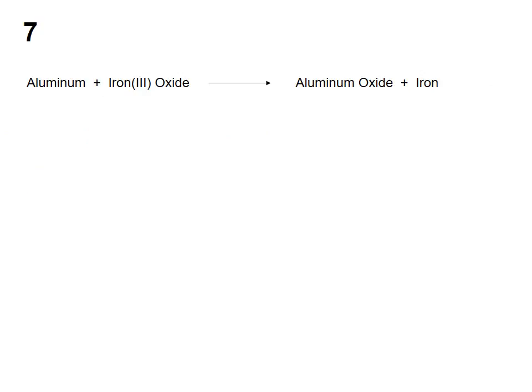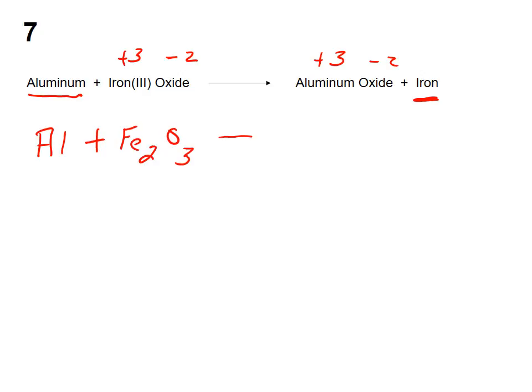So in number 7, I've got aluminum, an element, iron 3 oxide, so I know because of the Roman numeral that's going to be 3. Oxide is oxygen, minus 2. Aluminum oxide, that's plus 3, minus 2. And iron is an element. Now I check, aluminum and iron are not on my diatomic list, so it's just going to be their symbol. So that'd be aluminum plus iron 3 oxide, Fe2O3, will give me aluminum oxide, Al2O3.